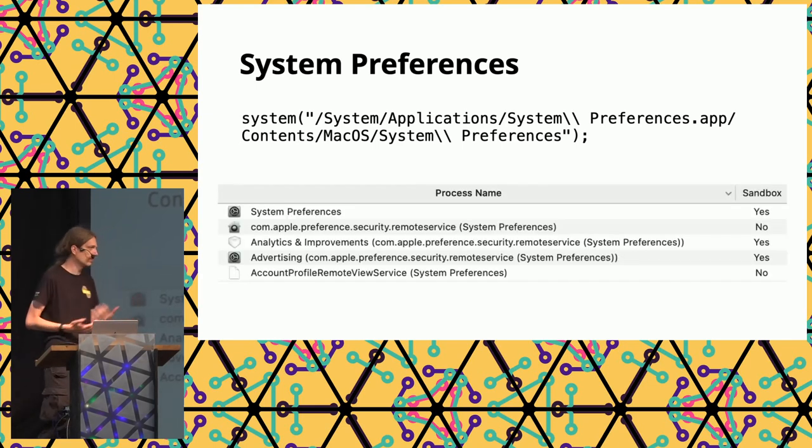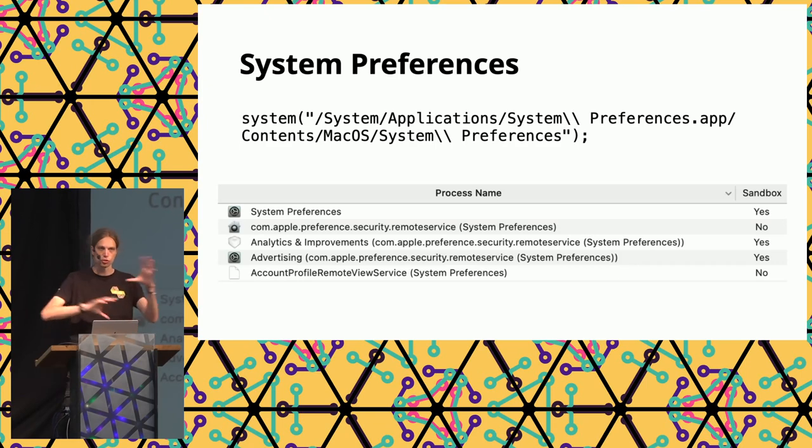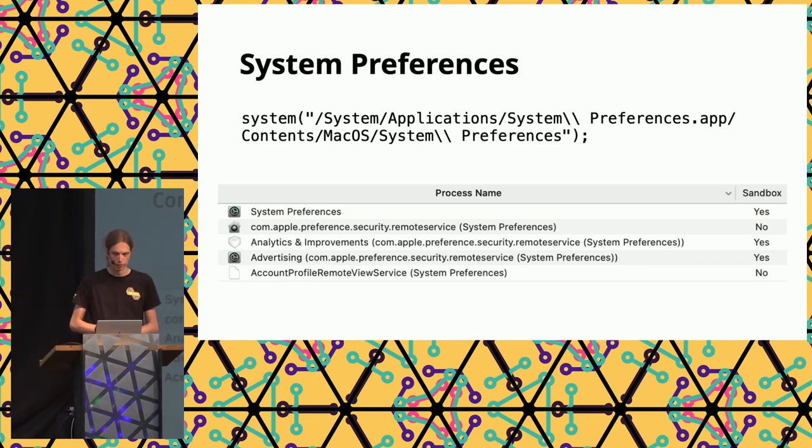So I tried to figure out why, and it turned out that, similar to the remote view that we saw before, System Preferences is also separated into many different processes. There's System Preferences itself, but then every panel of System Preferences is another process. And there can be even another level of indirection. The advertising is yet another level of indirection. And even though System Preferences was now suddenly sandboxed, the other services were not and could just work normally.